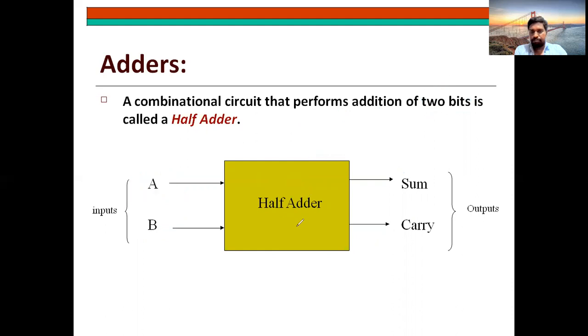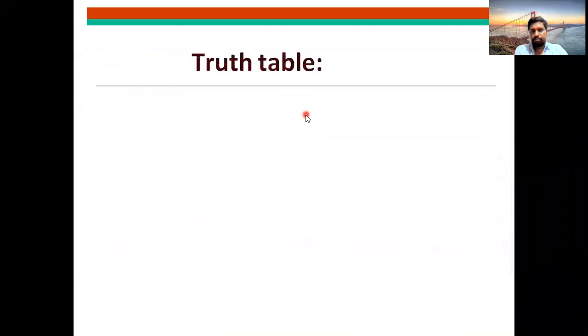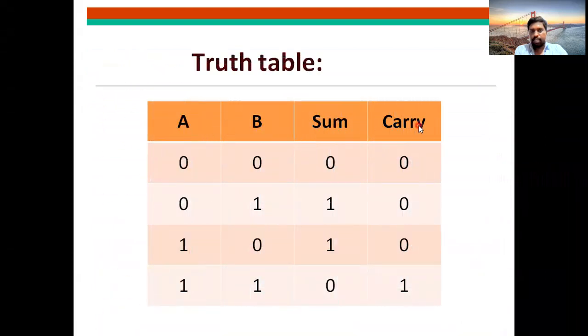So this is the diagram. Next, we will see the truth table. See, two inputs A, B, sum and carry. When you add 0 plus 0, you will get 0, 0. When you add 0 plus 1, you will get 1, 0. When you add 1 plus 0, you will get 1, 0. But in this case, you see carefully: when you add 1 plus 1, sum will be 0, carry will be 1. Why? Because it is a binary addition. In Boolean algebra, 1 plus 1 is equal to 1. Remember, in binary addition, 1 plus 1 is equal to sum 0, carry 1.